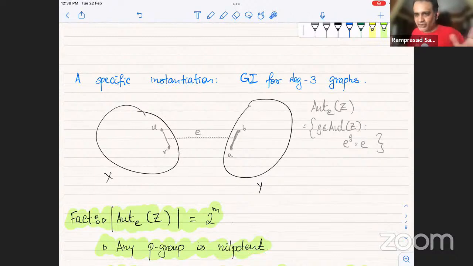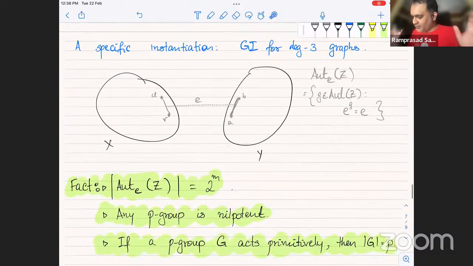You don't need to know what nilpotent is, but the more important thing is the following. If you have a p-group that acts primitively, then actually the group can't be too large. The size of the group is at most p. Which in particular means if your automorphism group somehow acts primitively, if you manage to keep breaking it down such that you are in some primitive situation, then the size of this automorphism group is just 2. There are 2 elements in it, that's it.